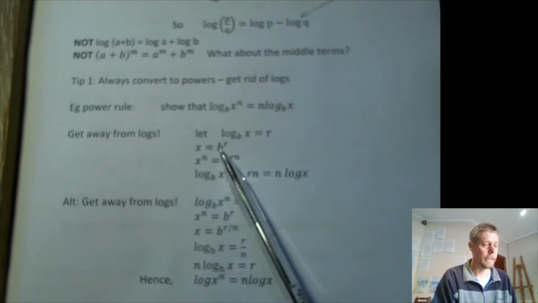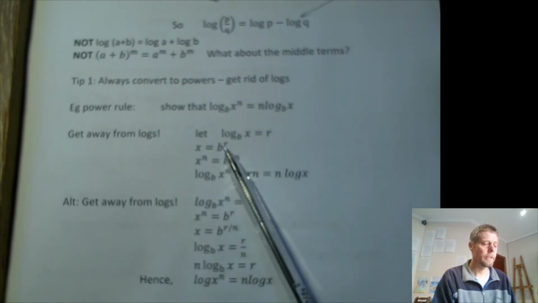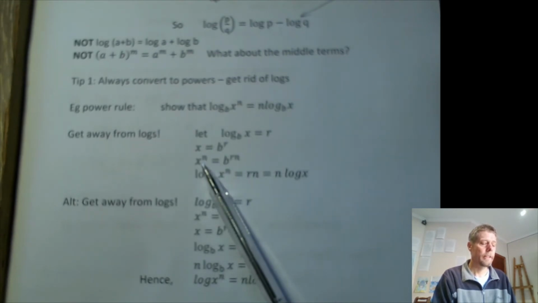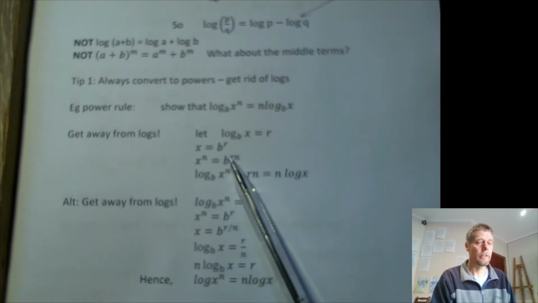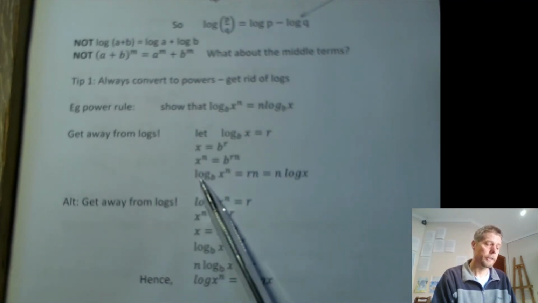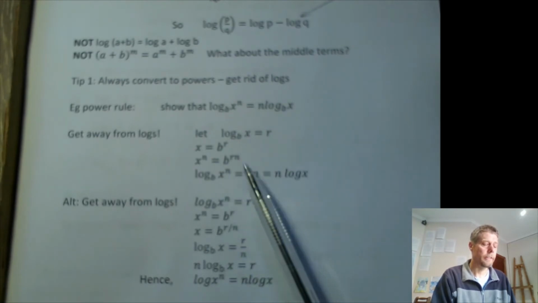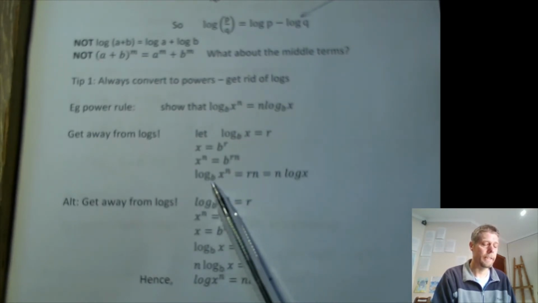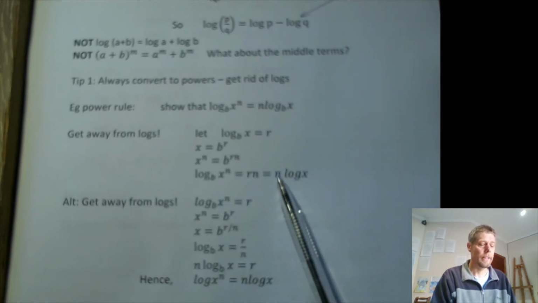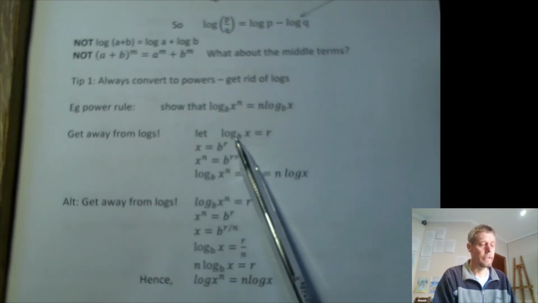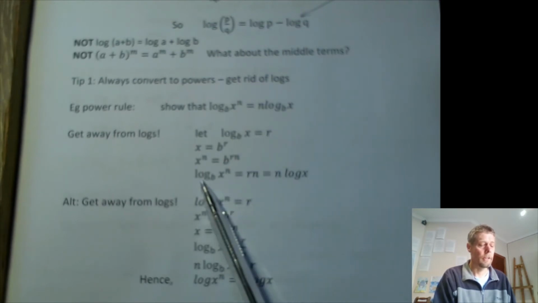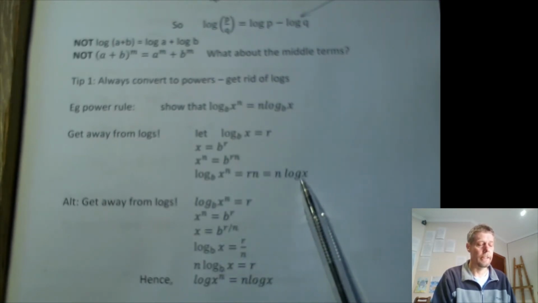See how b is still the base? It was the base of the log, and now it's the base of the r. So x equals b to the r. Now we can say x to the n equals b to the r to the n. And using our power rule, we know that it's just rn. So if we take logs now on both sides, log base b of x to the n is equal to rn. See, I've swiveled the b back down to the base again, which is equal to n times r, and r is log x. So there's our proof. Log of x to the n equals n log x.